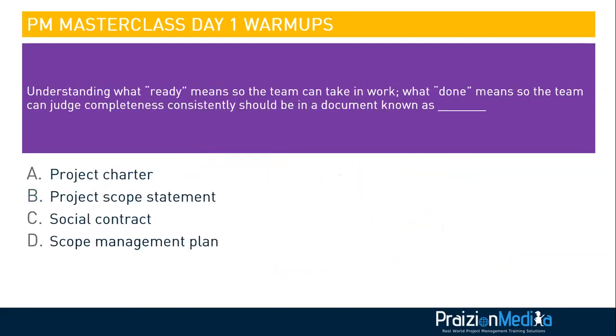Understanding what ready means so the team can take in work, what done means so the team can judge completeness consistently should be in a document known as what? Is it A, the project charter? Is it B, the project scope statement? Is it C, social contract? Is it D, scope management plan?